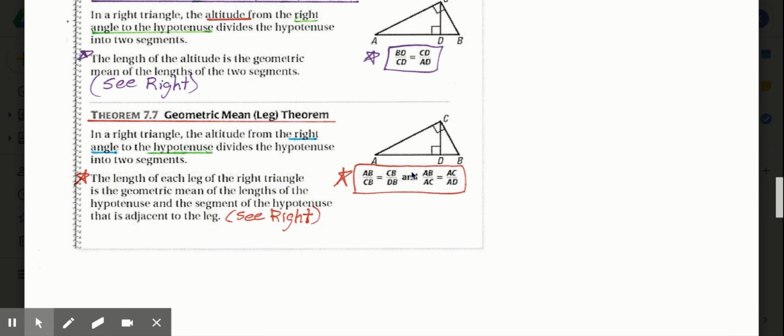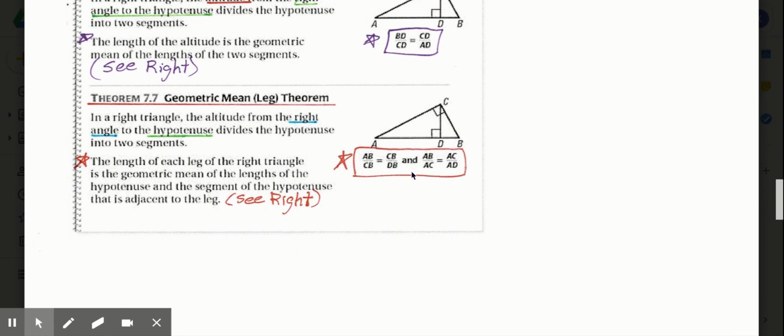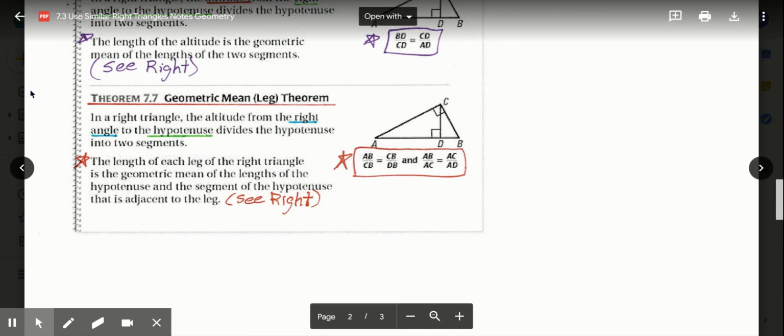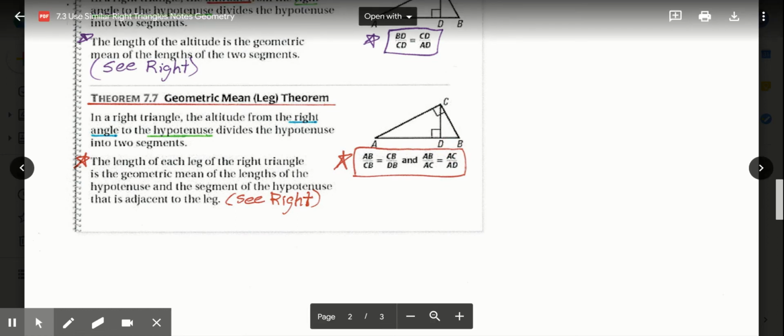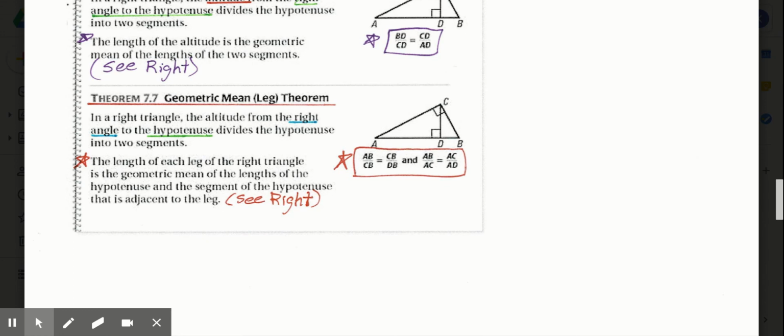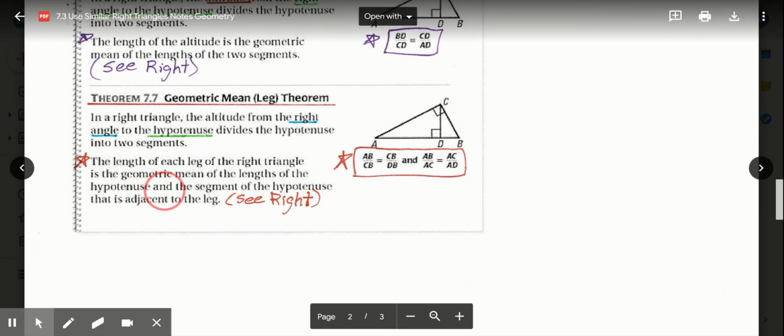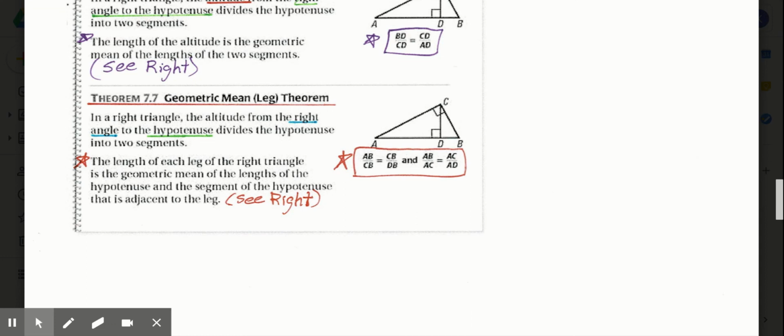For theorem 7.7, geometric mean leg theorem. So again, in a right triangle, the altitude from the right angle to the hypotenuse, so again, CD, divides the hypotenuse into two segments. So that would be those segments AD and segment DB. The length of each leg of the right triangle is the geometric mean of the lengths of the hypotenuse and the segment of the hypotenuse that is adjacent, meaning next to the leg. So again, to make sense of that, see the diagram to the right.